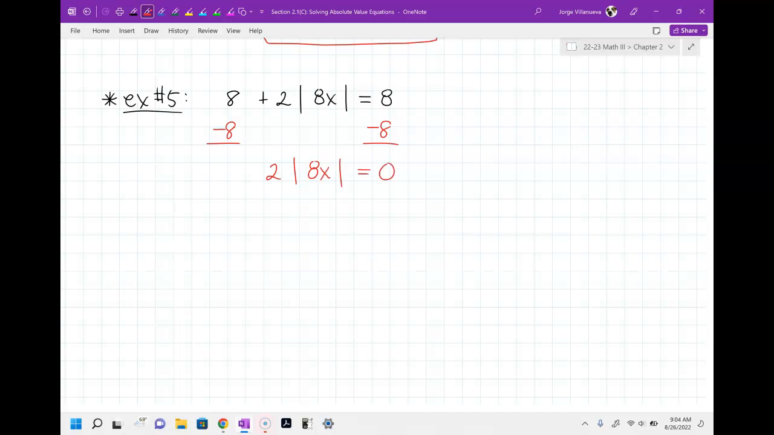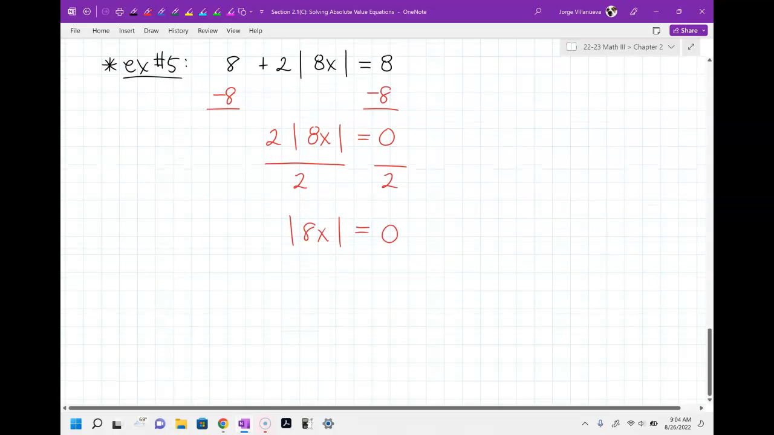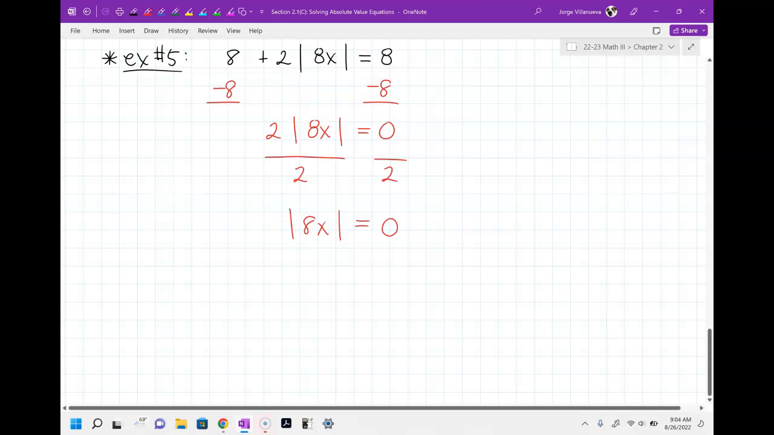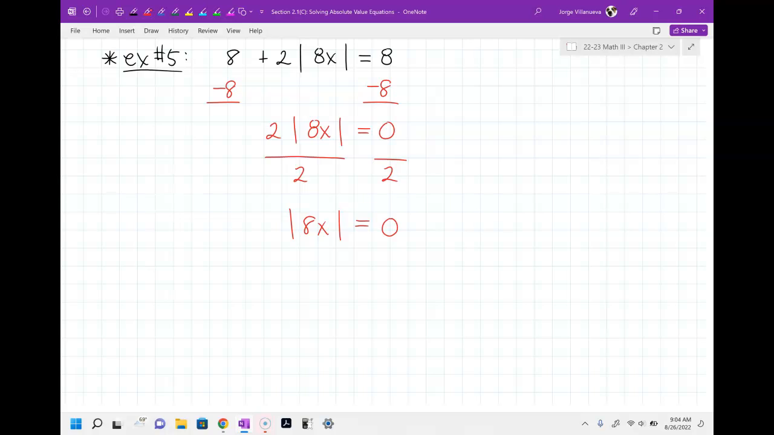Now remember, that 2 is multiplying. So how do I get rid of the 2? If it's multiplying. Divide, right? I get to divide. So the absolute value of 8x is equal to 0. Now this one you actually don't have to break it apart if you don't want to. I think you could probably figure this out. 8 times what is 0? 0, right? And is there a plus or minus 0? No, right? There's no two answers.